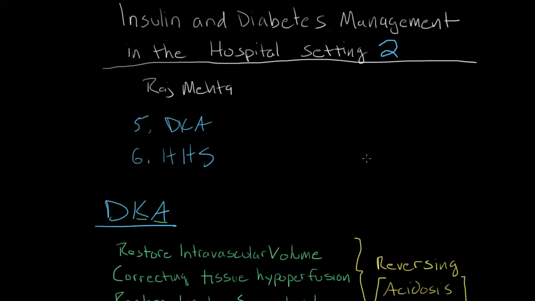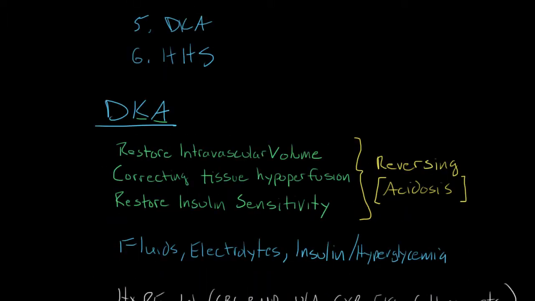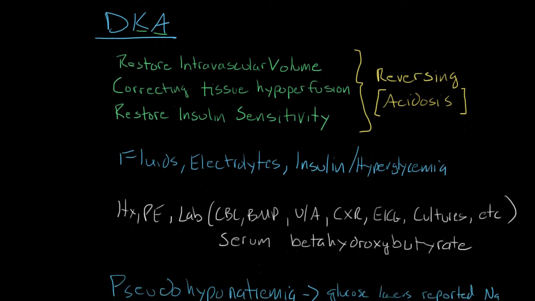Now the key thing to keep in mind when discussing DKA is that DKA is really about reversing acidosis, and our goals are to restore intravascular volume, correct tissue hypoperfusion, and restore insulin sensitivity, because they're going to have a high level of insulin resistance when they're in DKA. And again, we want to reverse acidosis. A lot of people think reversing DKA is about reversing the hyperglycemia or getting the sugars down, and although that's an important part of managing DKA, our goal is always acidosis. The three main components of treating DKA are fluids, correcting electrolytes, and obviously our insulin treatment.